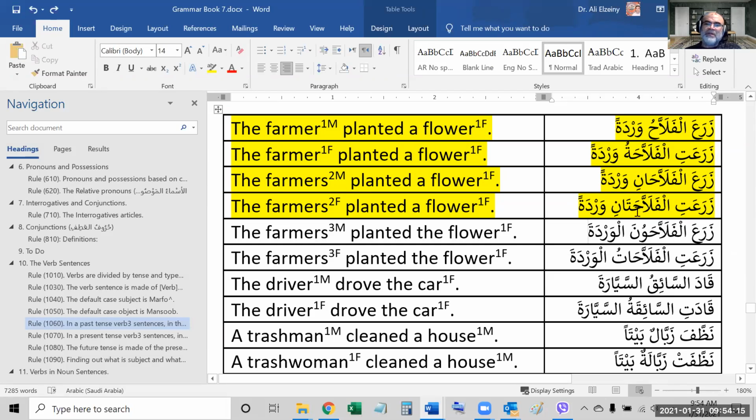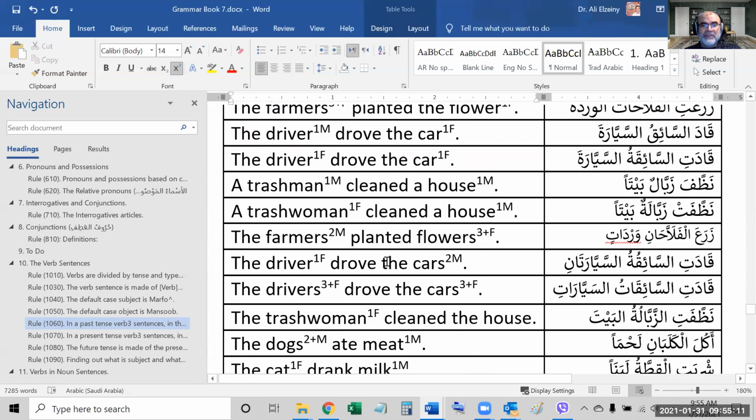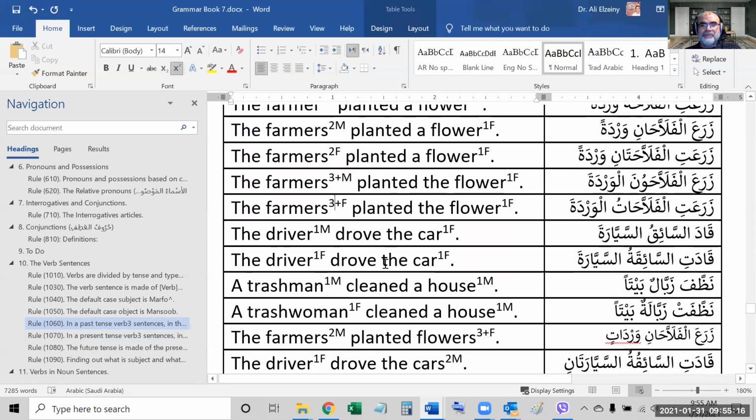Okay, now that's the first part that we need to know. The second part is that now that was 2M and 2F. This is 3M, 3F. It's always marfu'. The farmers, which is the subject, marfu', planted the flower. The flower is the object, so it's mansub. Okay. So I'm going to take this form, which is farmer, fallah, and to make it 3 plus M, I can say 3 plus M or 3M, doesn't matter. But just for it to be consistent, let's make them like this.